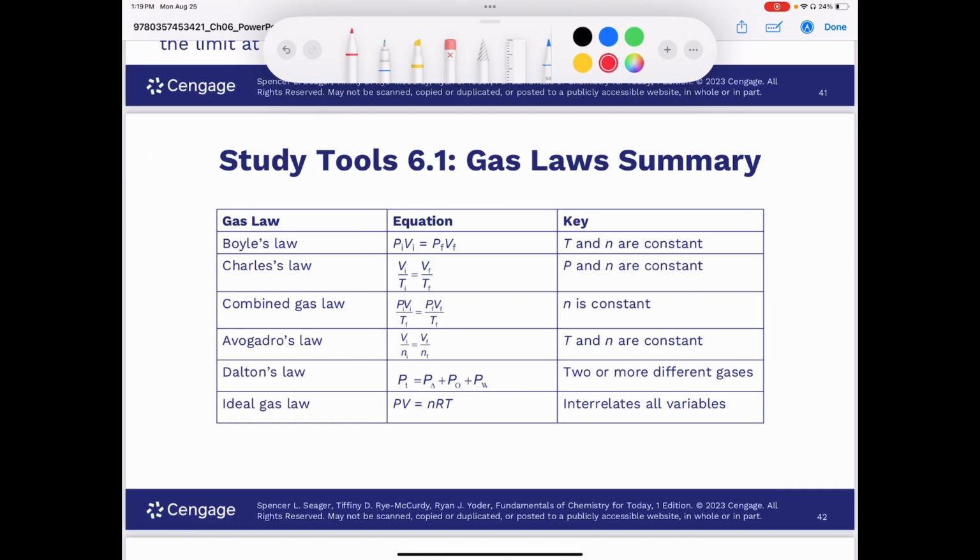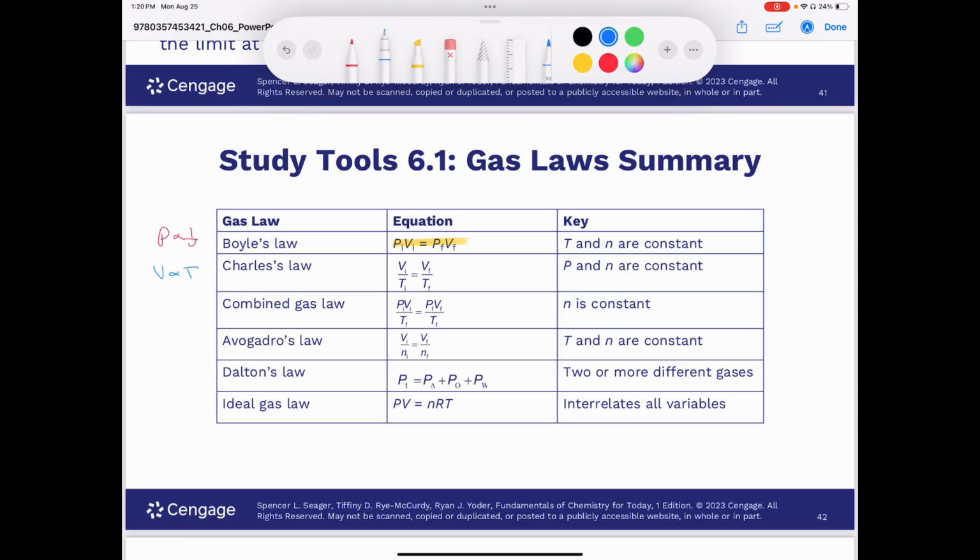And so here's a summary of all the gas laws that we studied. So Boyle's law deals with pressure and volume. Pressure is inversely proportional to volume. So P1V1 is equal to P2V2, or P initial times volume initial is equal to P final times volume final. I just like 1 and 2 versus initial and final. The next one, Charles' law, which is volume is directly proportional to temperature. And so VI over TI is equal to VF over TF.